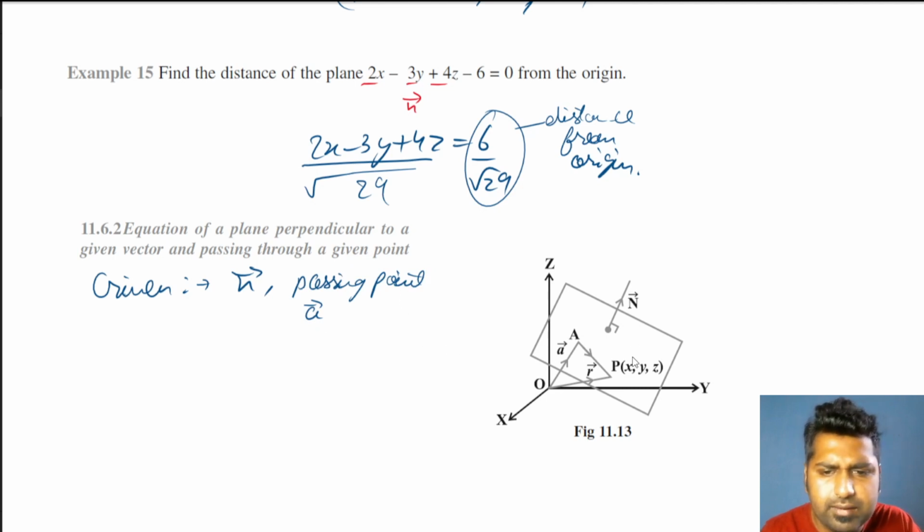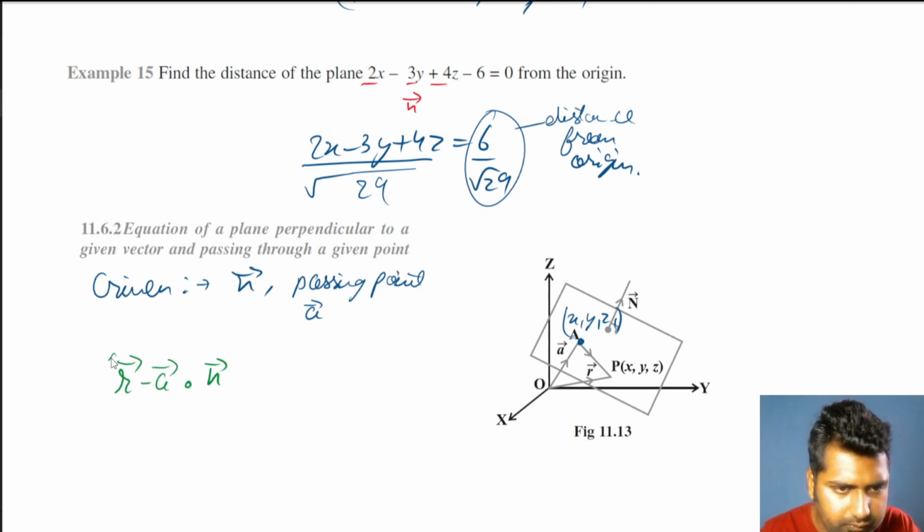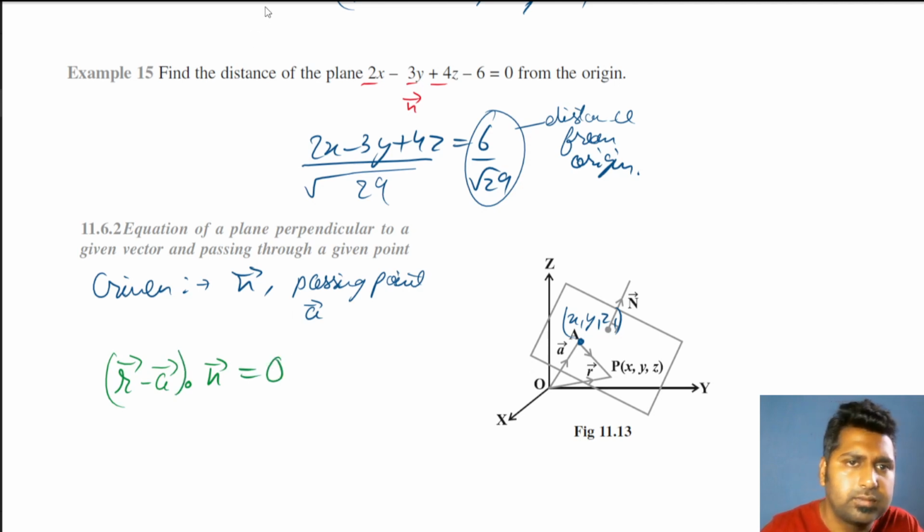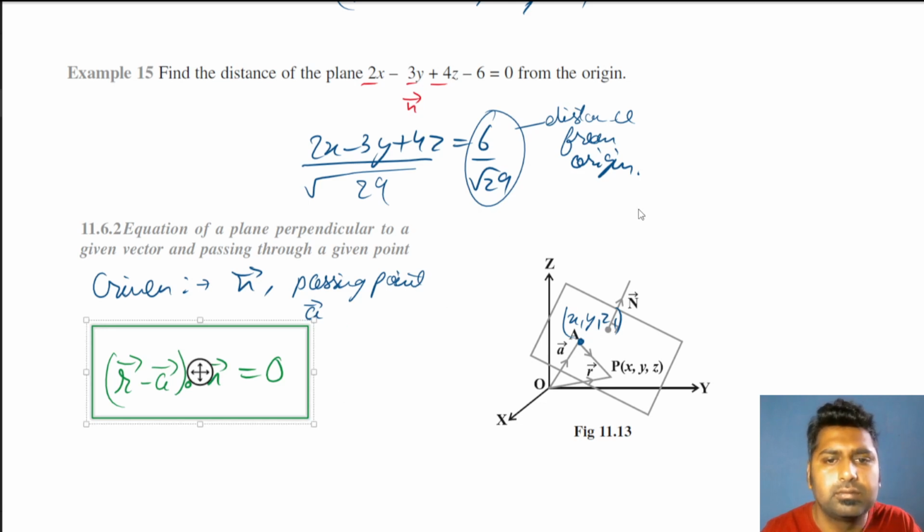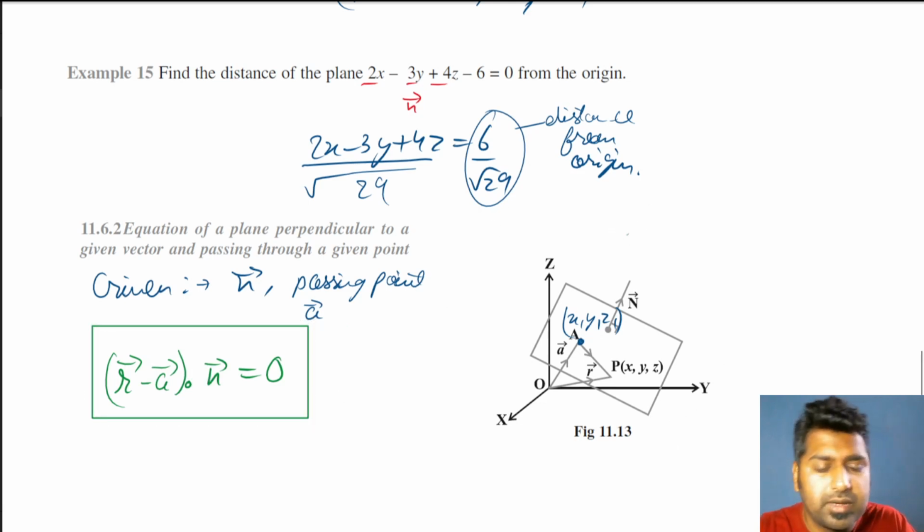The coordinates of this point will be x1, y1, z1. We already know how to convert this into a vector: just put i j k. So the form is (r minus a) dot n vector is equal to 0. This is the form.